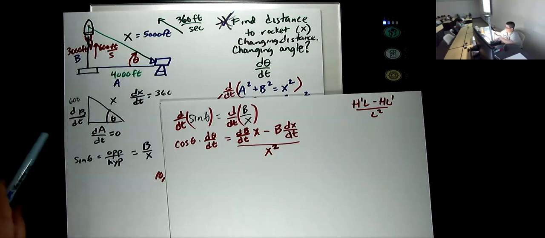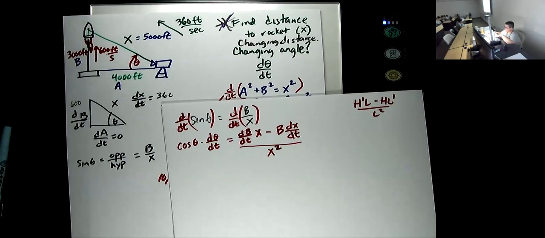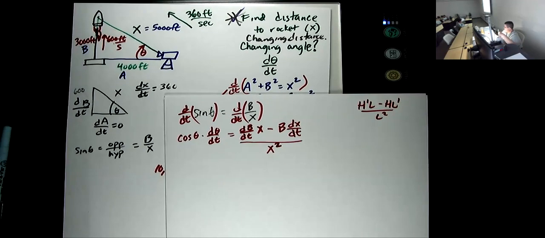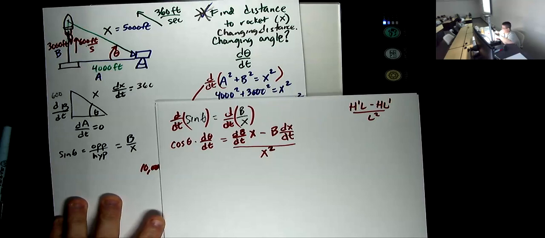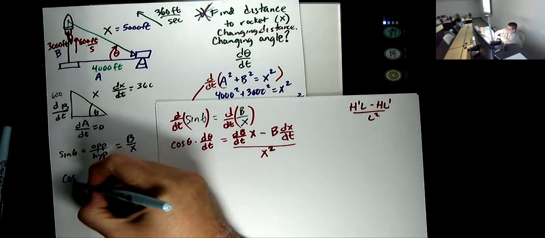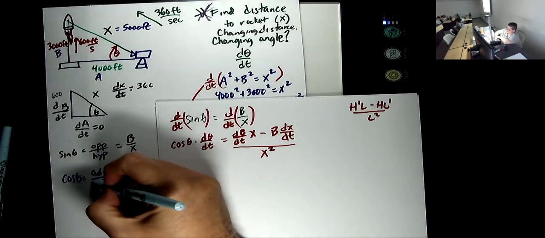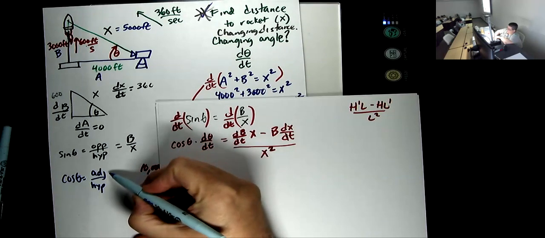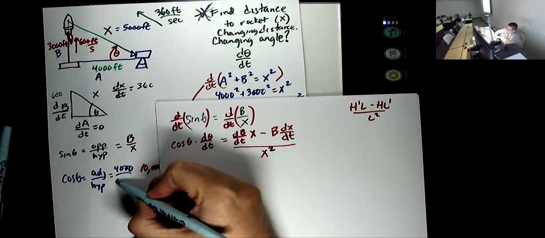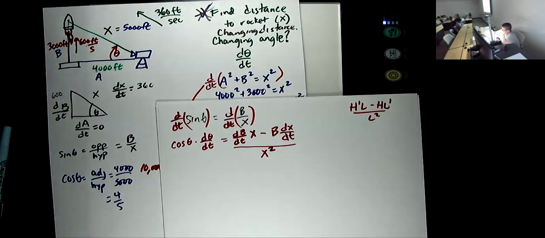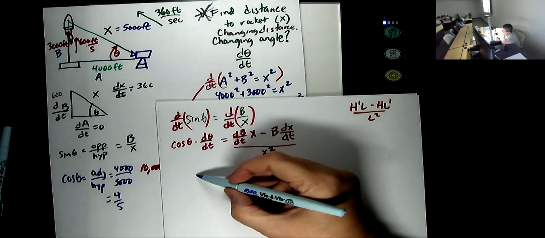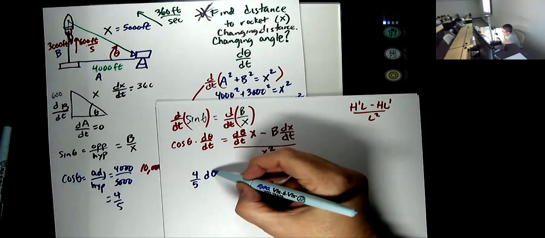All right, let's fill in what we know. We know cosine theta. Do we? Can we get cosine theta? We can get cosine theta, right? Cosine theta is adjacent over hypotenuse, which would be 4,000 over 5,000, which equals 4/5. So we have 4/5 d theta dt.